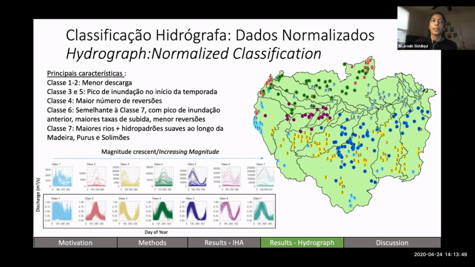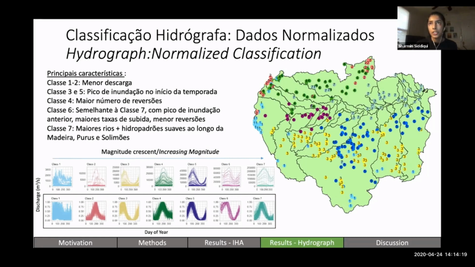And then following a similar trend when normalizing these hydrographs, specifically if we can see this, these hydrographs here are the ones that go into this classification. It produces a classification that is less focused on magnitude and more focused on separating based on timing, rate of change, and frequency parameters.